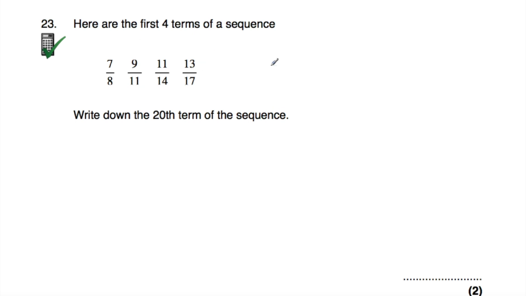We could carry on the sequence if we wanted to, but what I'm going to do is find the nth term for the sequence and then substitute in 20 for the value of n and then find the 20th term in the sequence. So let's start off with the numerators.